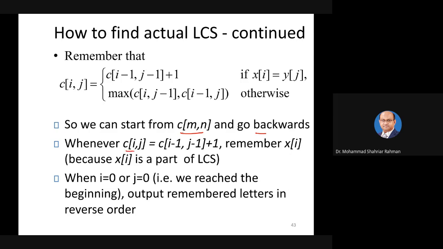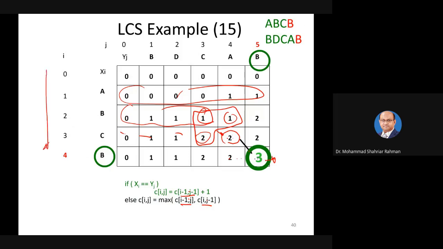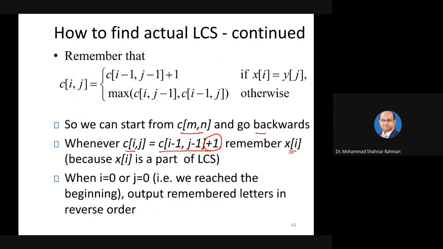Wherever Cij is generated due to +1, meaning there is an increase in length, we remember xi, because xi is a part of the LCS of it. Here an increment comes, so we remember xi. Here, for example, an increment happened before next, and an increment happened here too. Remember this one. So wherever an increment has happened, I keep xi.